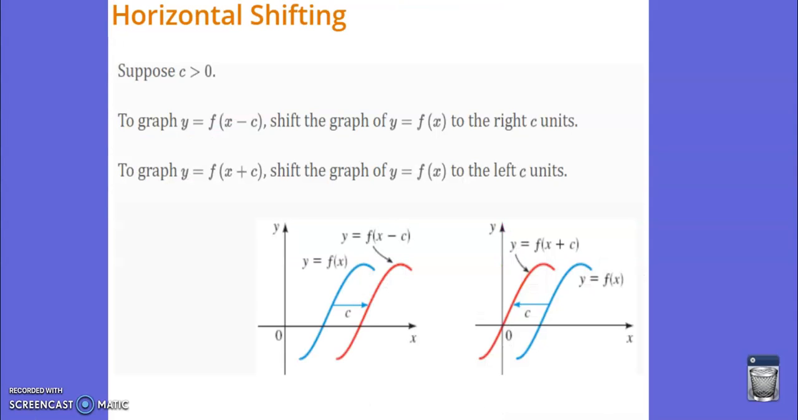So let's talk about horizontal shifting. That was vertical shifting. Notice, again, this is related to the function f of x. If I have something in the parentheses, a plus or a minus, notice if it's minus, you're actually shifting it to the right. And if it's plus, you're actually shifting it to the left. So in other words, the opposite of what it looks like. And you can see the illustrations that I have here. X minus c is actually shifting it to the right that many spaces.